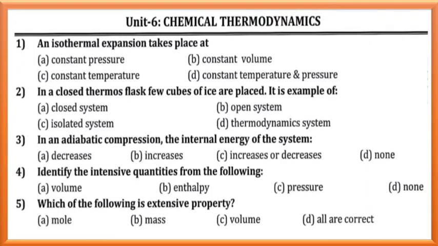Next chapter, chemical thermodynamics. An isothermal expansion takes place at constant temperature. In a closed thermos flask, few cubes of ice are placed.